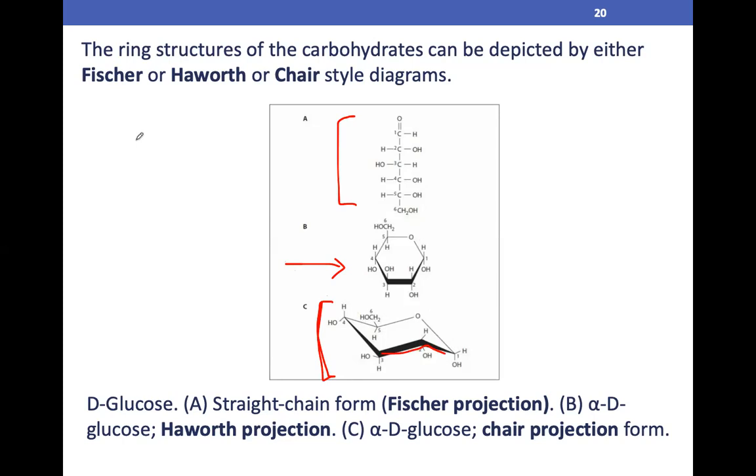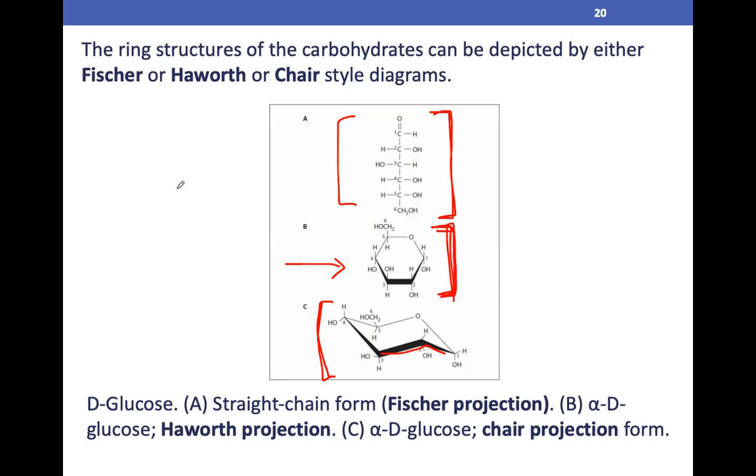But now we're sort of leaning into what I had touched upon before, which is that if I have a linear molecule like this, it can eventually form bonds and become a ring. So that's important. And then the linear structure is what we call Fischer. At least the drawing is called a Fischer. And then when I draw it as a ring, I can call that a Haworth projection.